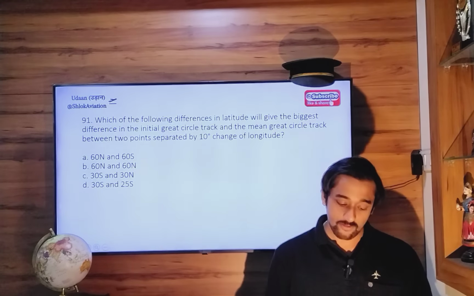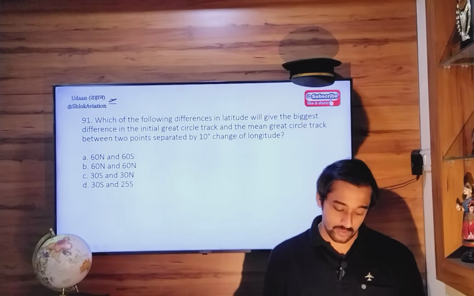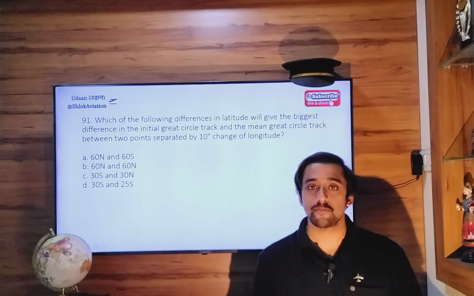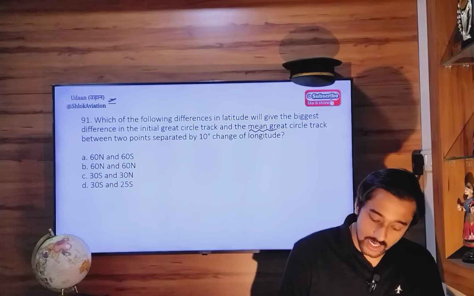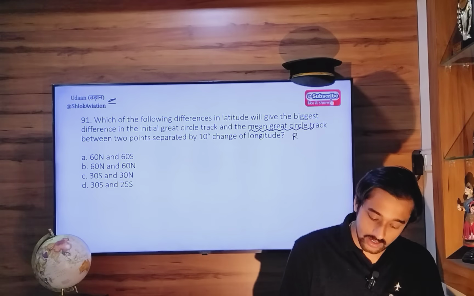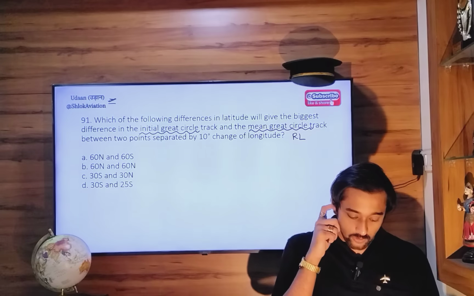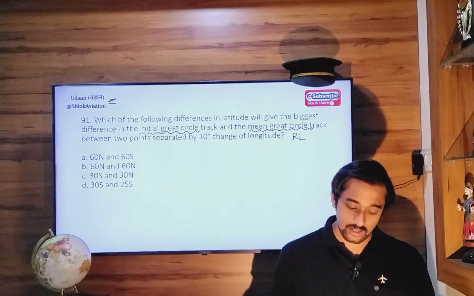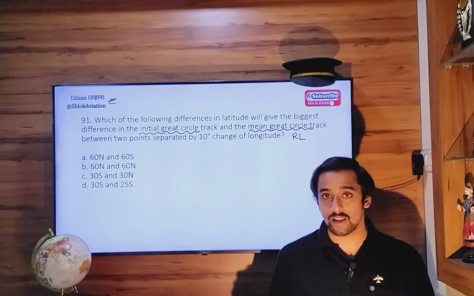Navigation book. So let's start with today's question number 1, which will be question 91. Which of the following differences in latitude will give the biggest difference in initial great circle and mean great circle between any two points which are separated by 10-degree change in longitude? The mean great circle track signifies a rhumb track, and this is your normal great circle track. So we have to find the biggest difference between initial great circle and rhumb line.